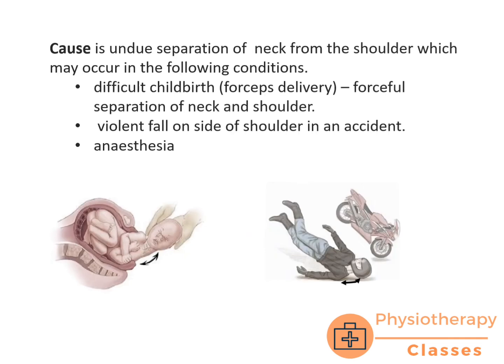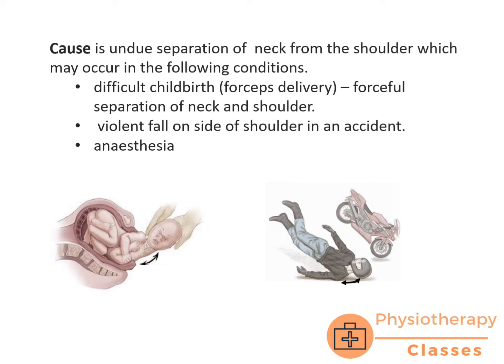So what is the cause of Erb's palsy? The cause is undue separation of the neck from the shoulder. When the neck is separated from the shoulder, the upper trunk, which lies on the upper side of the neck, gets unduly stretched or comes under pressure. Now this may occur in the following conditions. First is in case of a difficult childbirth, for example in forceps delivery.